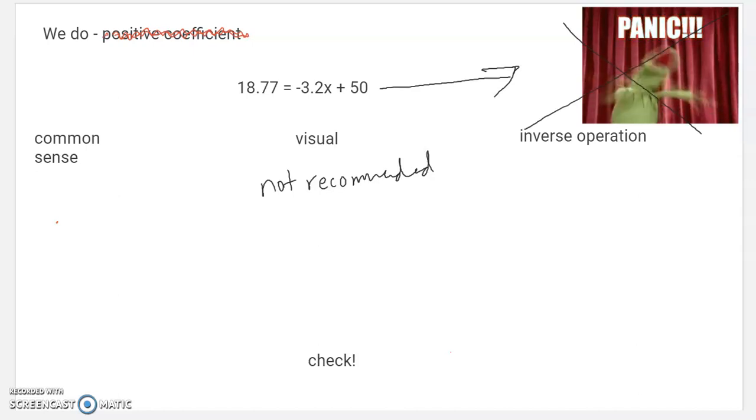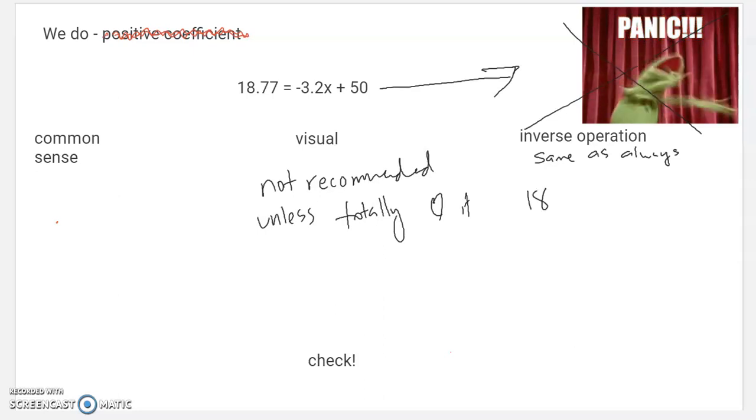Not recommended unless you just totally love it. If you do, if you love this strategy and you want to come up with a clever way to represent those decimals, go ahead. I'm not going to, but be my guest. And the inverse operation strategy is the same as always. It's just no big deal.